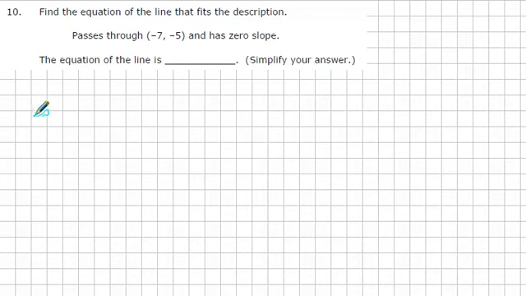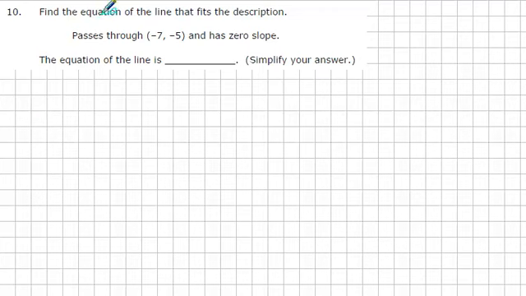Find the equation of the line that fits the description. The line passes through the point -7, -5 and has 0 slope. There's a couple different ways to approach the problem. One way would be a geometric approach. Go ahead and sketch a graph of the line and then determine the equation based on the graph. The second approach would be purely algebraic.